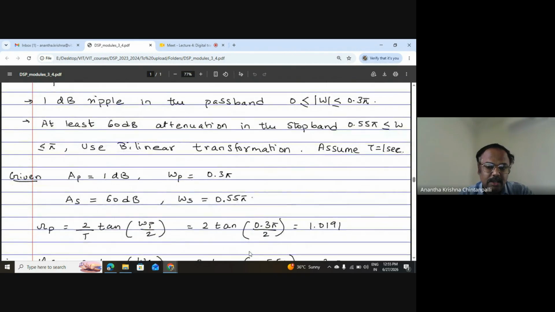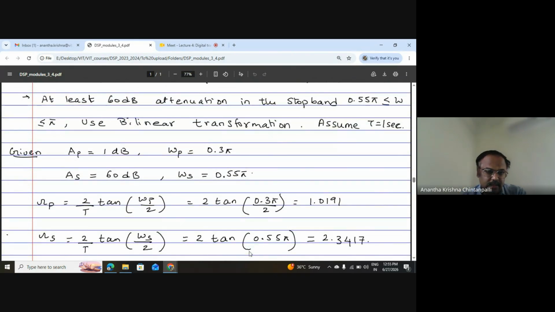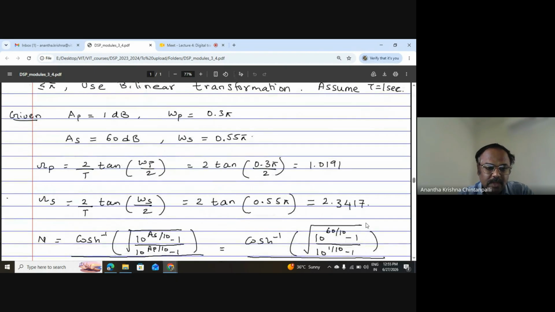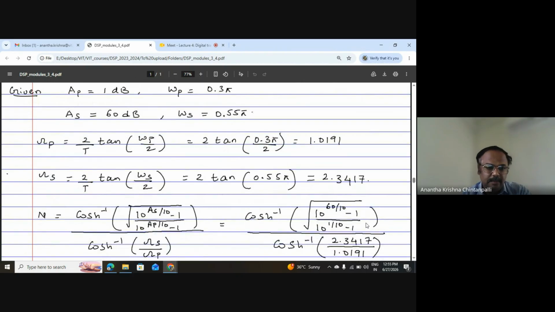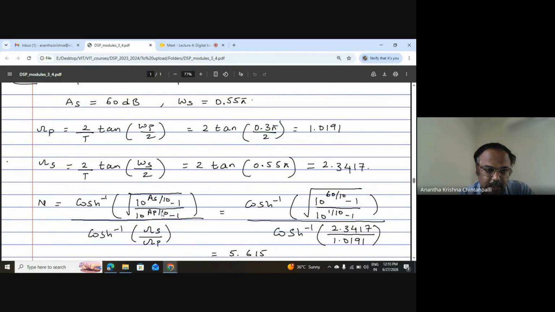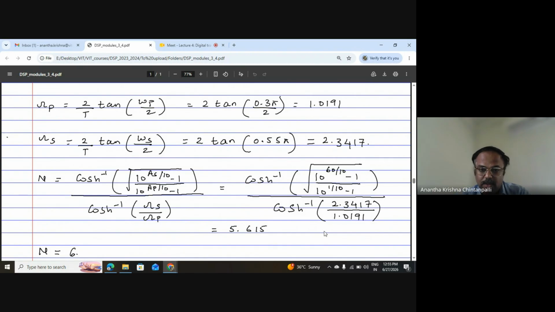First thing is that you apply a bilinear transformation to get the continuous omega p and continuous omega s. So you substitute the value, finally you are going to get this answer. Then it's a dB scale, so you know the formula for the dB scale to compute the filter order, and you substitute the values. Now in this case, the filter order is 5.615. So the filter order you are going to select is 6.